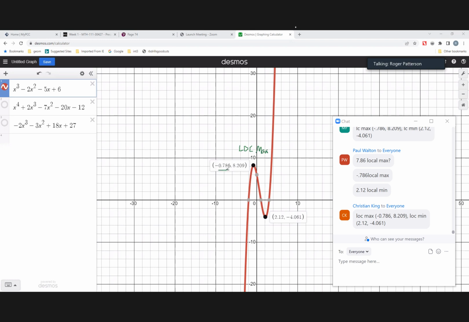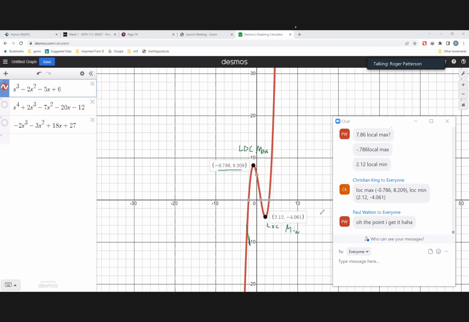But we're going to write this whole thing down here. We're going to write it as a point. If you went 0.786 or 0.78 and 8.2, that's fine. You don't have to write all three digits out. This one is a local minimum, because there's points lower than it.